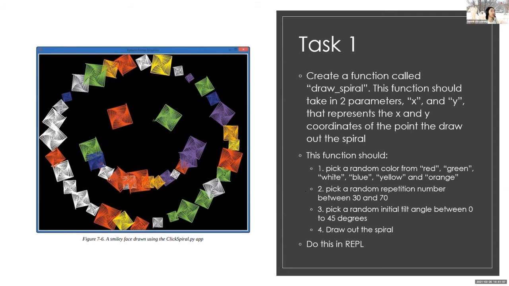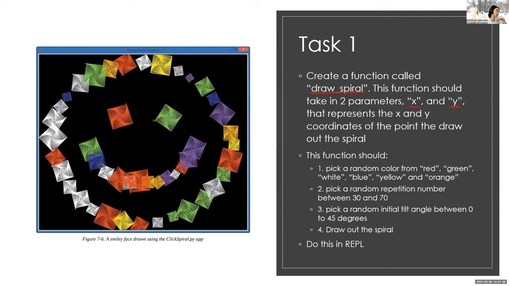So here's your first task. And we're doing this in Repl. So what is the first task about? Your task is to create a function called draw_spiral. What does the function take in, or what are the parameters of the function? It should be x and y. What do they represent? They represent the x and y coordinates of the point where you want to draw the spiral.